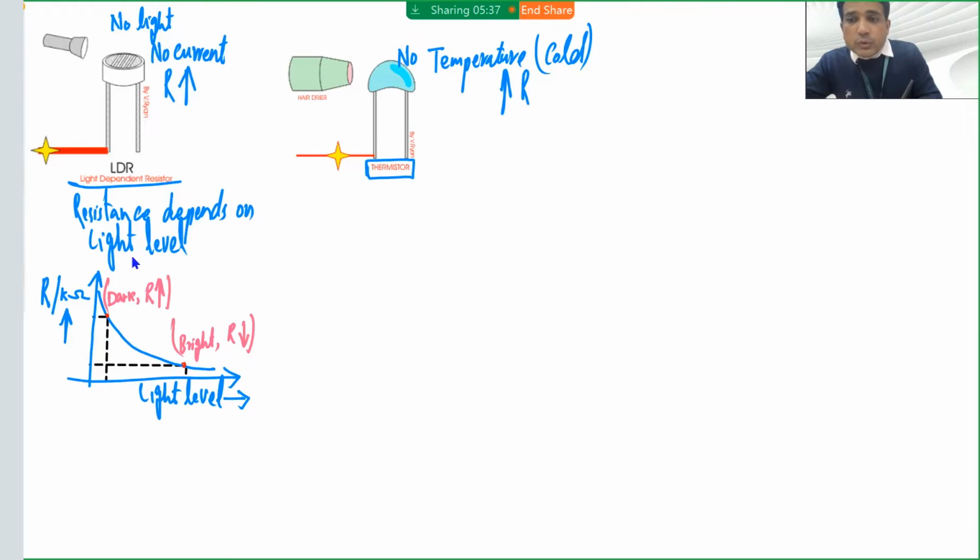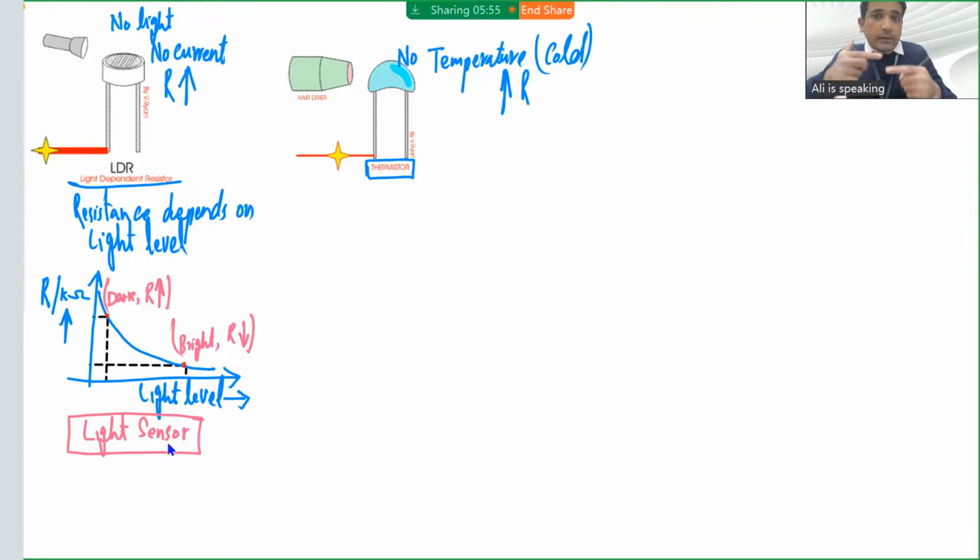So we can use actually this LDR as a light sensor. So we can sense the changes in the light level. This LDR can be used as a light sensor. It can sense the changes in the light level. When light level changes, resistance changes. So we can use this one as a light sensor.